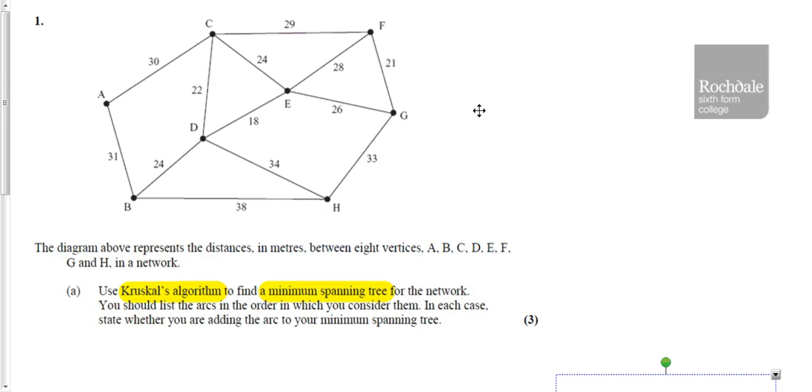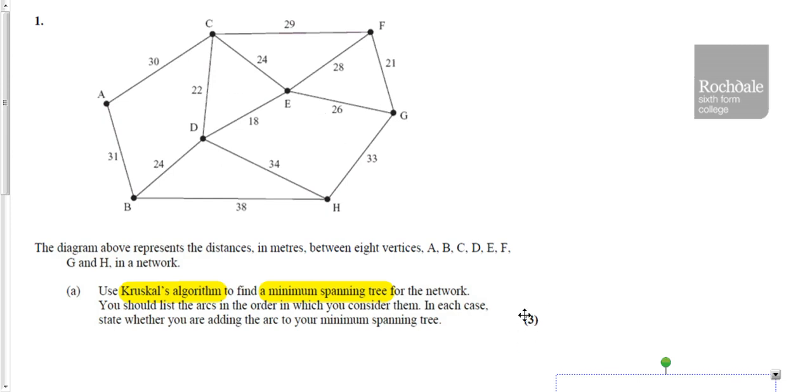Question 1, and we're given a network with 8 vertices, and we are told to use Kruskal's algorithm to find a minimum spanning tree. So we must know which algorithm is Kruskal's. There is a little reminder in the question where it says you should list the arcs in the order in which you consider them. In each case, state whether you are adding the arc to your minimum spanning tree or whether you're rejecting it. So that's a little reminder that in Kruskal, we need to begin by listing the arcs in order of size, in ascending order.